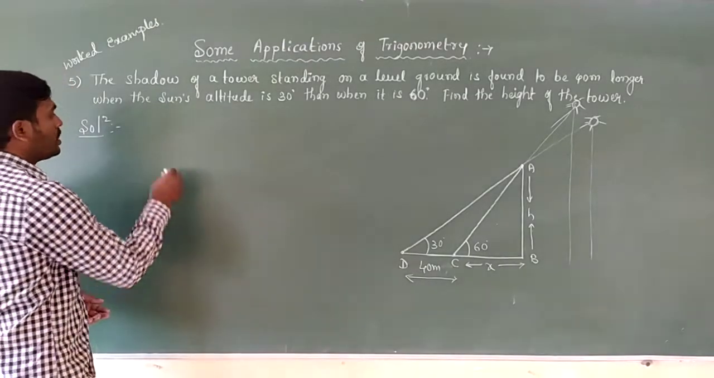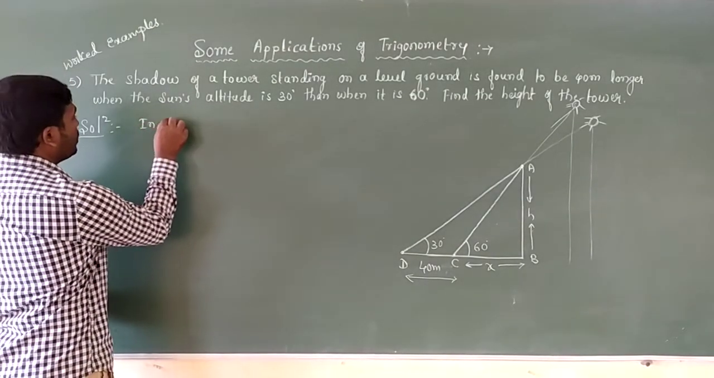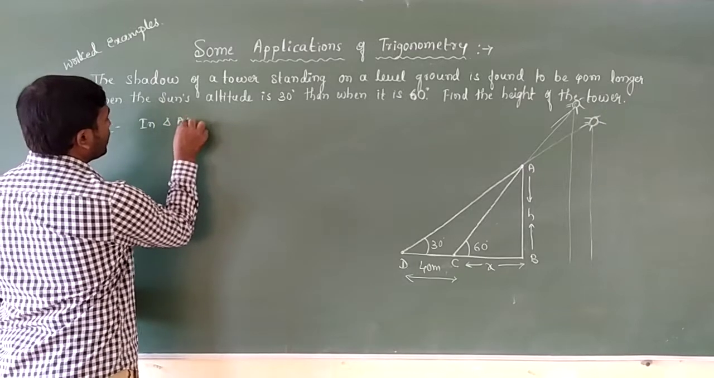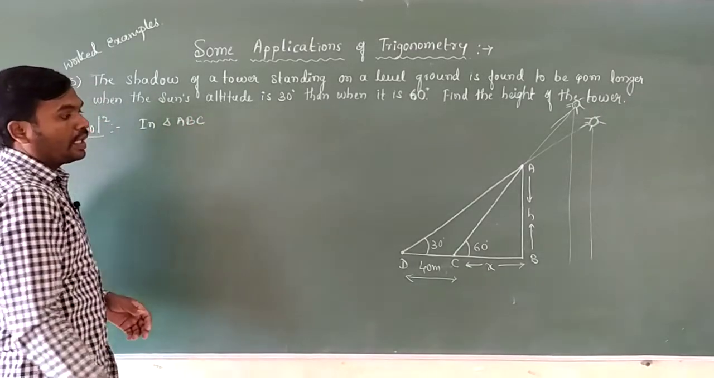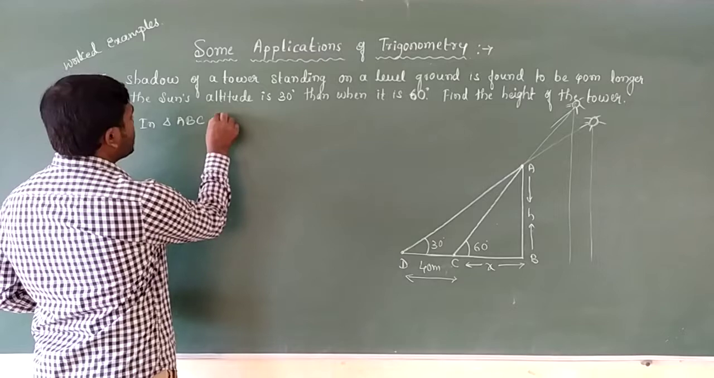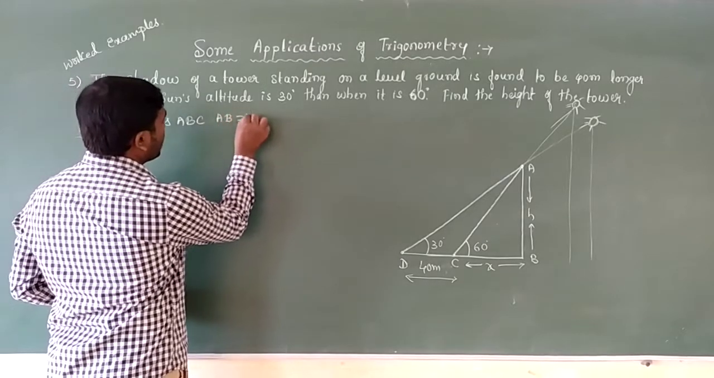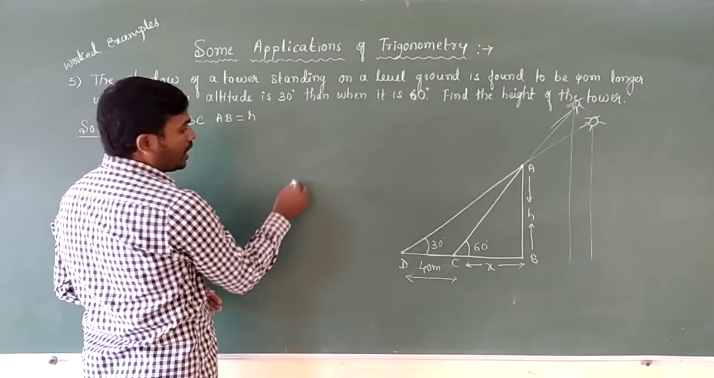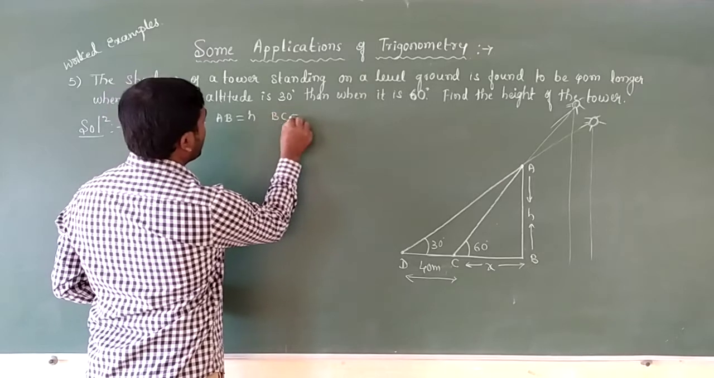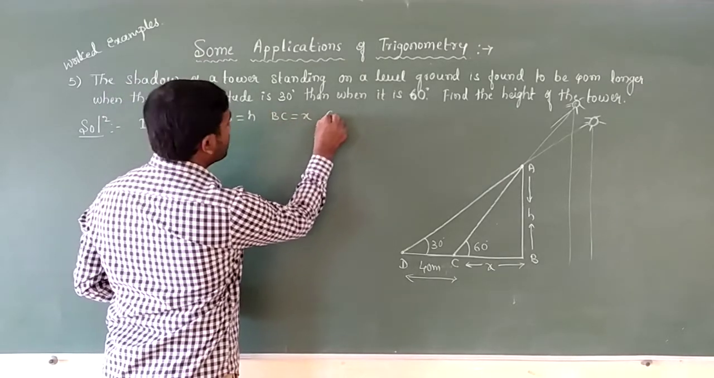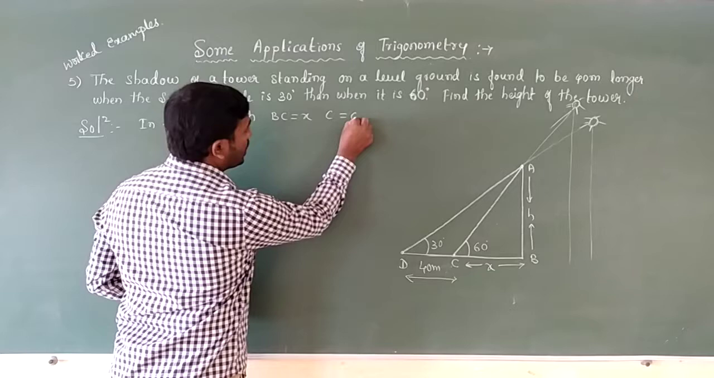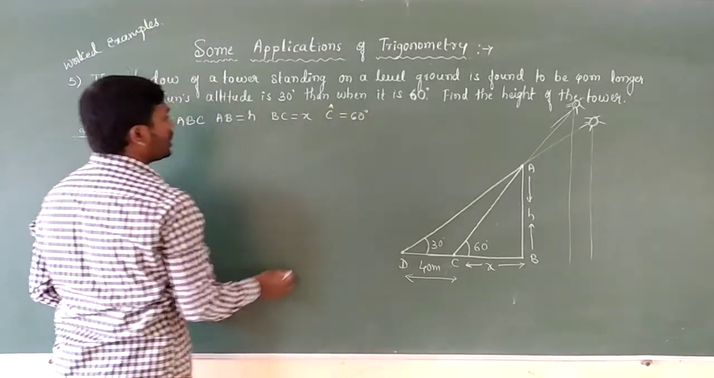Here I will use triangle ABC. In triangle ABC, we know that AB is equal to H and BC is equal to X and angle C is equal to 60 degrees.